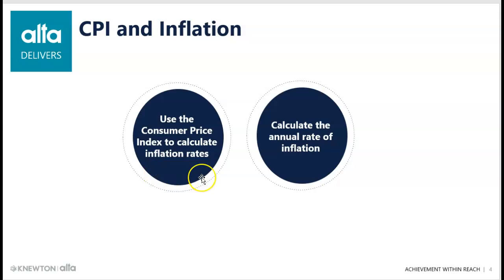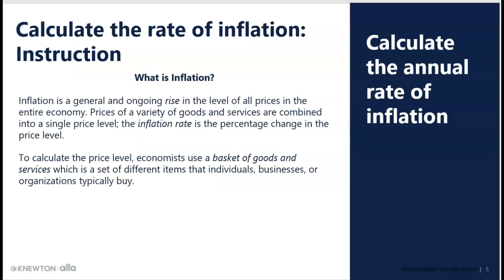So we're going to talk about the consumer price index to calculate the rate of inflation. And that's basically what we're going to do. We're going to talk about what the consumer price index is, how the Bureau of Labor Statistics figures it out. And I did put a link in our course website to that site where you can actually drill down to see it. We'll do that in class. But inflation is a general and ongoing rise in the level of all prices in the entire economy.